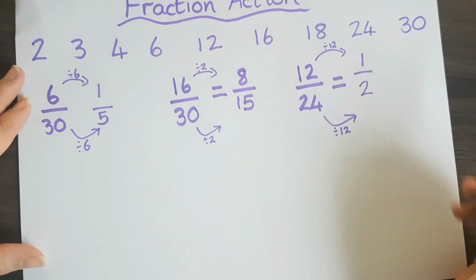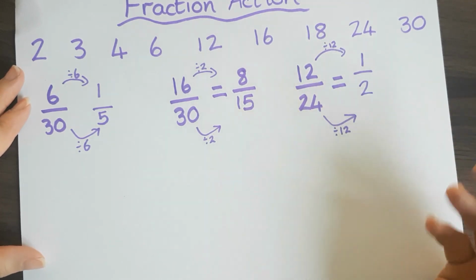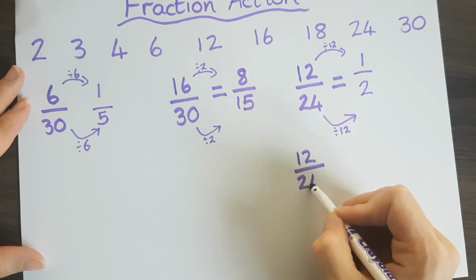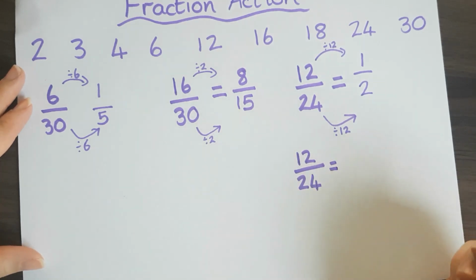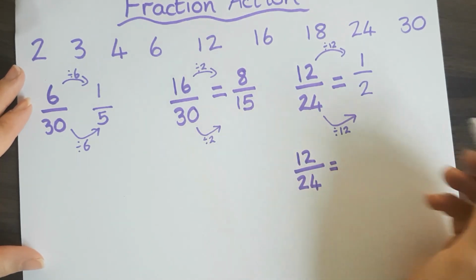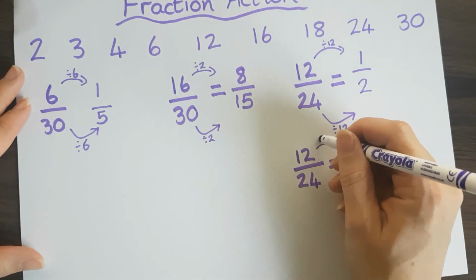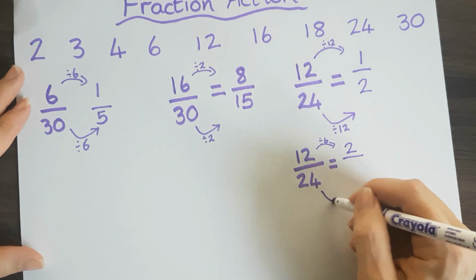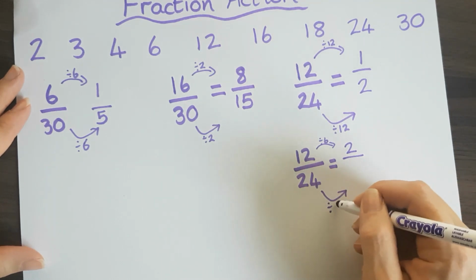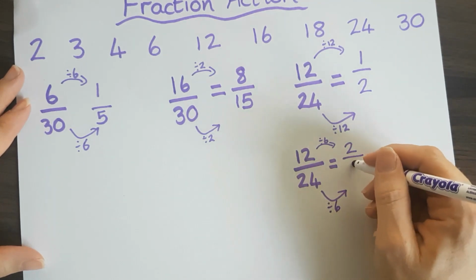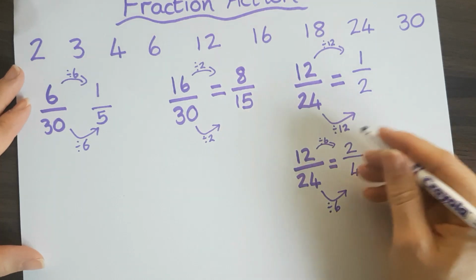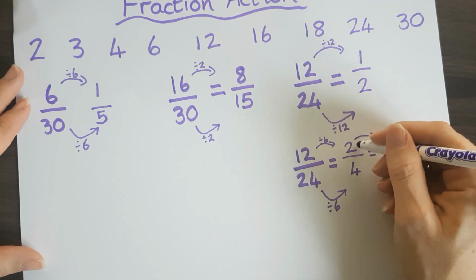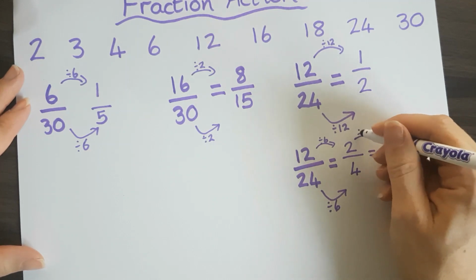Now with that example there, if you didn't know that 24 was double 12, you can simplify in other steps. So perhaps you would know that 6 is in both these times tables. So you could divide by 6, and that's 2. 24 divided by 6 is 4. 6, 12, 18, 24. And then you can then simplify again, because you can see that 2 and 4 can both be divided by 2.